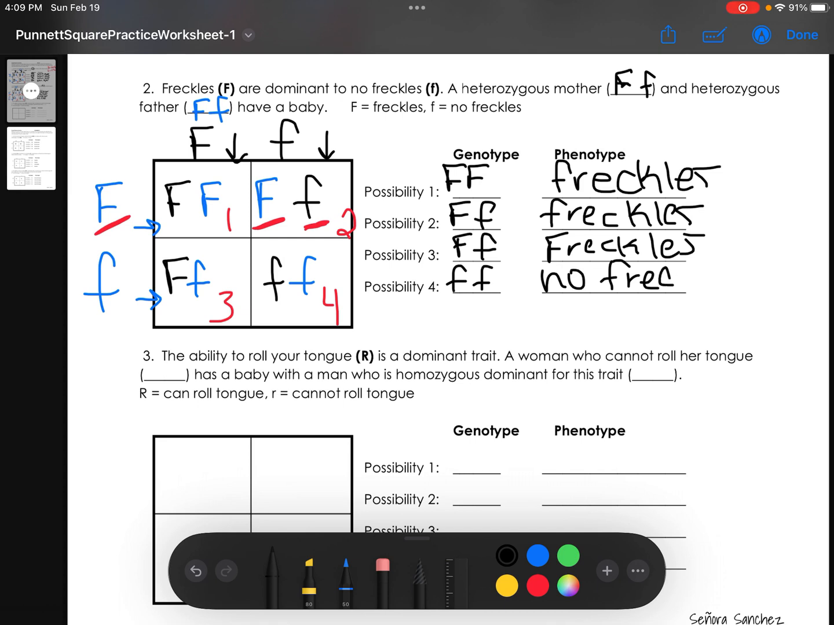Now, if I wanted to place this as a percentage, what we would do here is since each box is worth 25%, we can either say 25, 50, 75, 100, or place it just like a fraction and divide it and multiply it by 100. So my freckles, or my chance of an offspring having freckles, is actually 75%. It's 3 over 4, thus 75, or 0.75 times 100 is 75%. And no freckles is 25%.